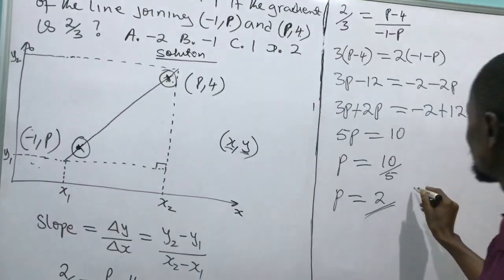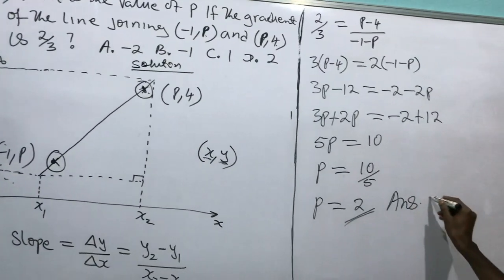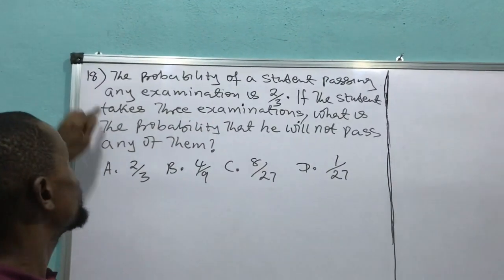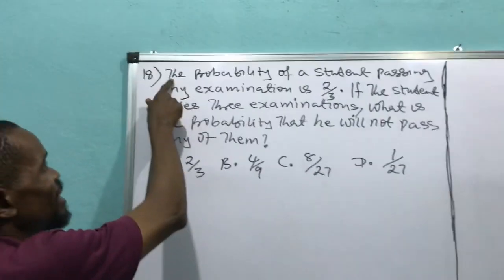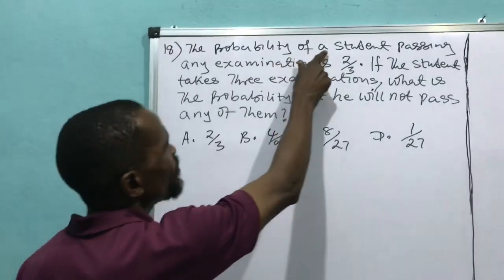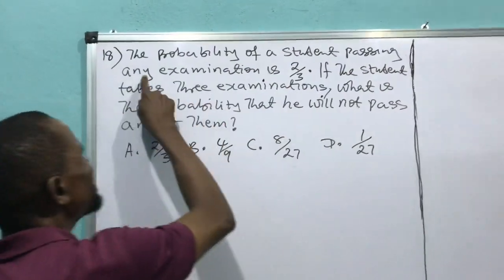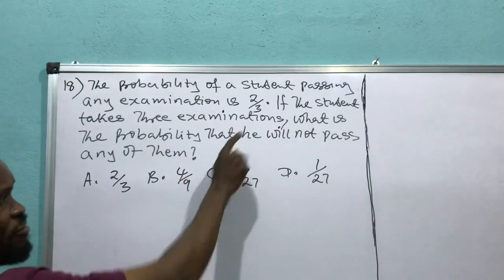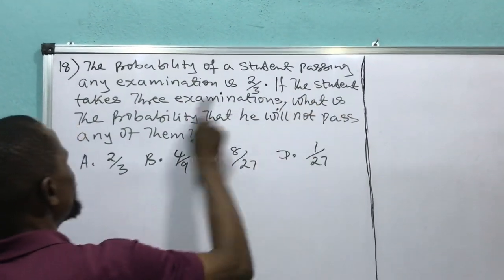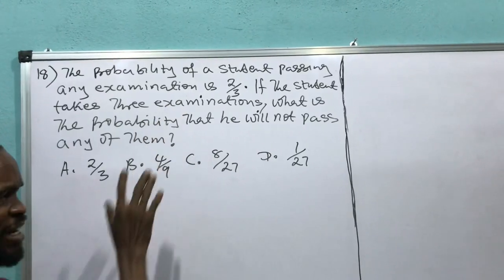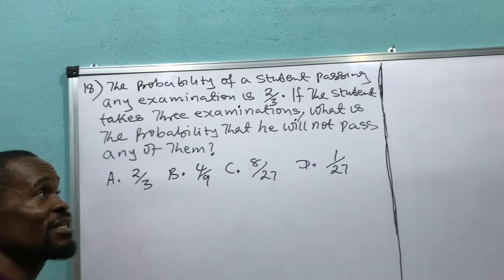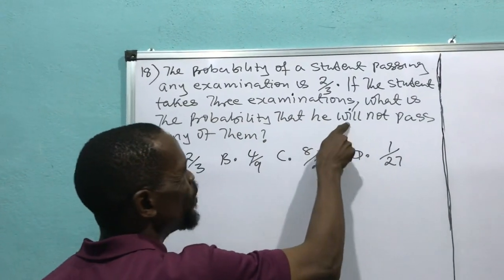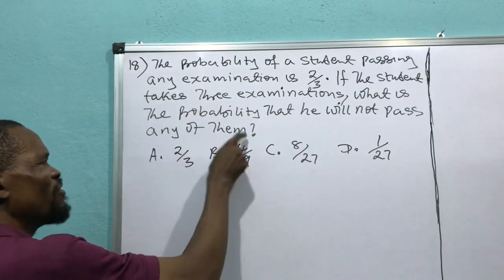I said my answer is option D. That's my answer. Question number 18 says the probability of a student passing any examination is 2 over 3. If the student takes 3 examinations, what is the probability that he will not pass any of them?